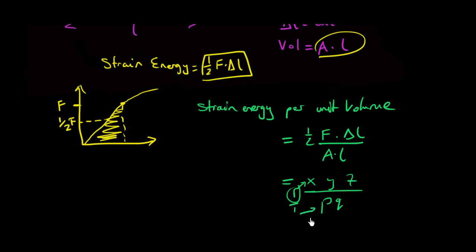And the 1 multiplies at the bottom, stays the same, and the R multiplies the top. So this half up here just multiplies everything else. The 2 would go on the bottom, the 1 would go on top. And so what we have here really is this 1/2 times F over A times delta L over L.